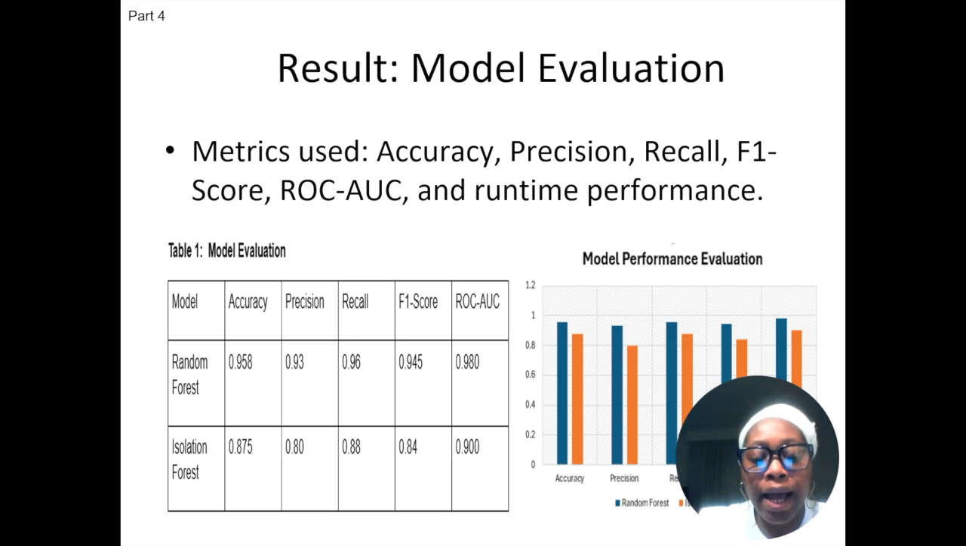The random forest's lowest metric was the precision at 93%. Every other metric was above 93% for random forest. For isolation forest, we had as low as 80% for the precision, with the accuracy being 87.5%. The area under the curve was 90%, which is the only metric that hits 90%. Comparing the performance of these two models across all metrics used, we discovered that random forest performed better than isolation forest.